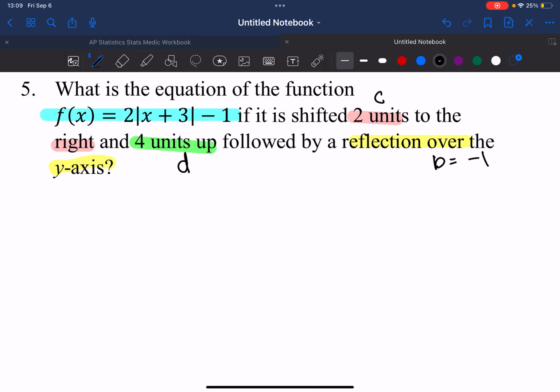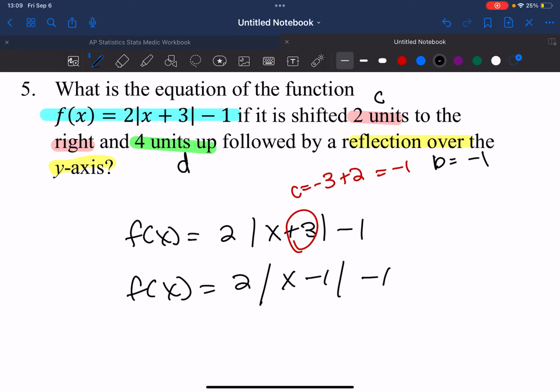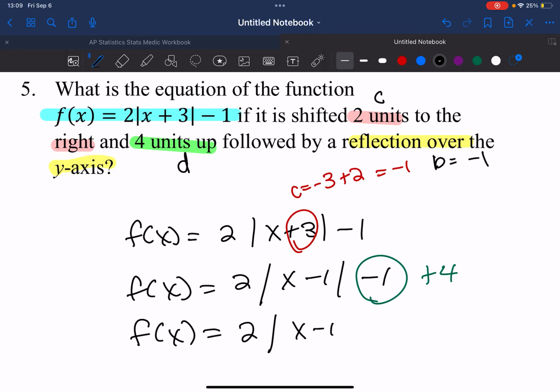Okay, so starting with the first one, I have f of x is equal to 2|x + 3| - 1. My C value is negative 3. So I need to add 2 to that, and that gives me negative 1. So now I have f of x is equal to 2|x - 1| - 1. Okay. Now I need to move 4 units up. So I'm going to take this and add 4. So now I have f of x is equal to 2|x - 1| + 3.